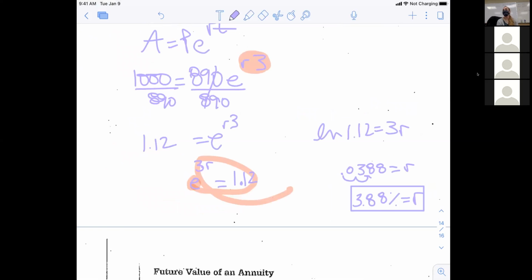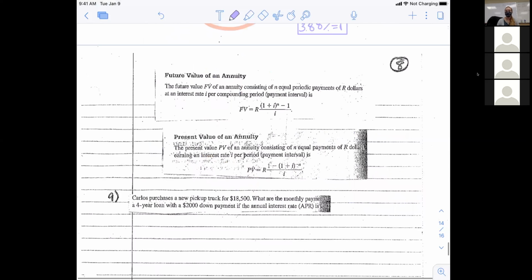Questions, comments, thoughts? All right, we're going to do one more concept. We will not finish all of this, but we're going to do one more concept today. If you flip your paper over, we've got these crazy, dumb looking formulas. They're about present value and future value.